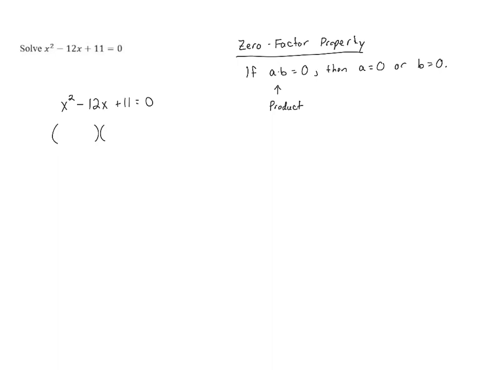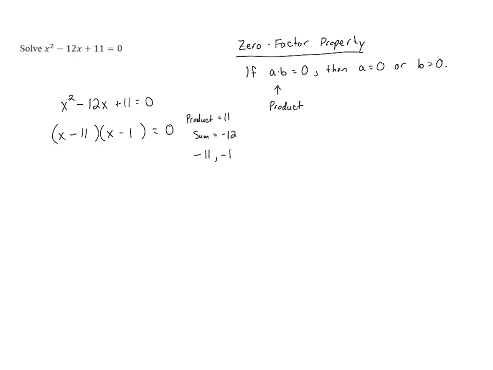Since it's a trinomial and the leading coefficient is 1, we're going to use unfoiling. And so it's going to be x plus or minus one number and x plus or minus another number. We're looking for the constant terms, and we know that they will have a product of 11 and a sum of negative 12. Well, those numbers are going to be negative 11 and negative 1. So when we factor this, this becomes x minus 11 times x minus 1 equals 0.